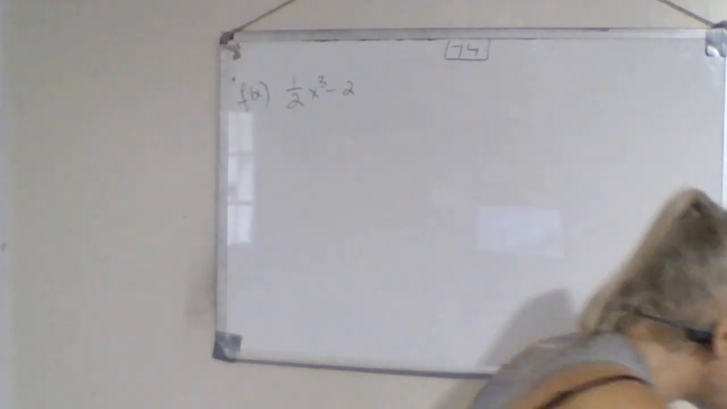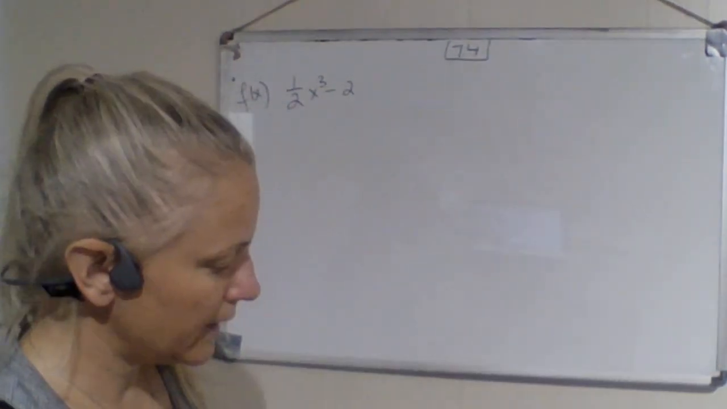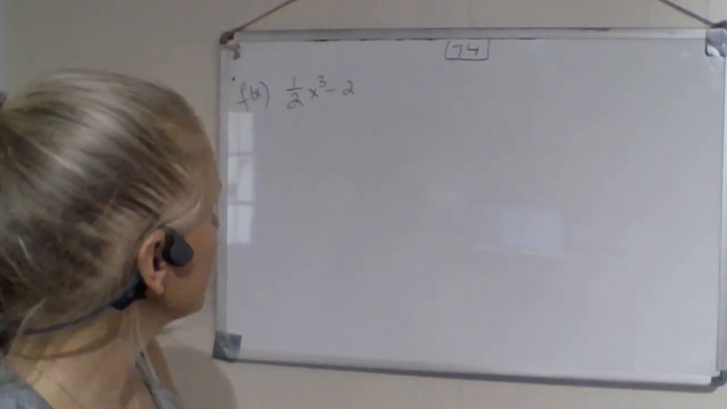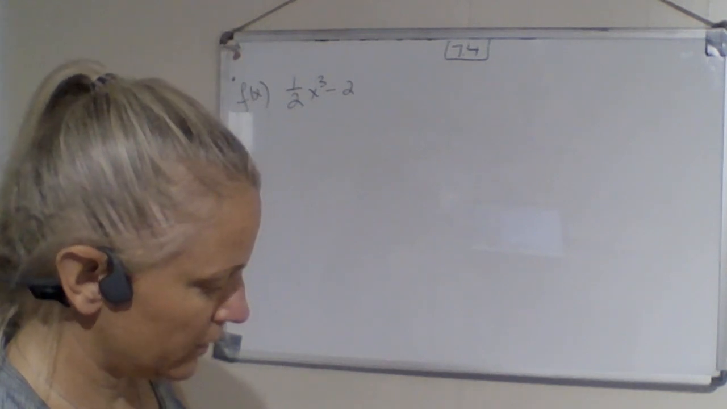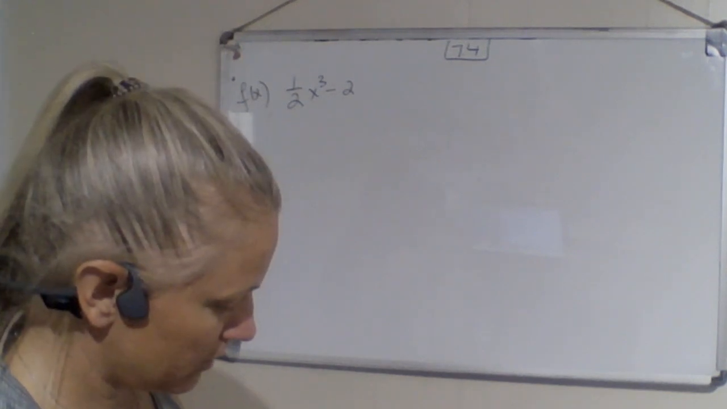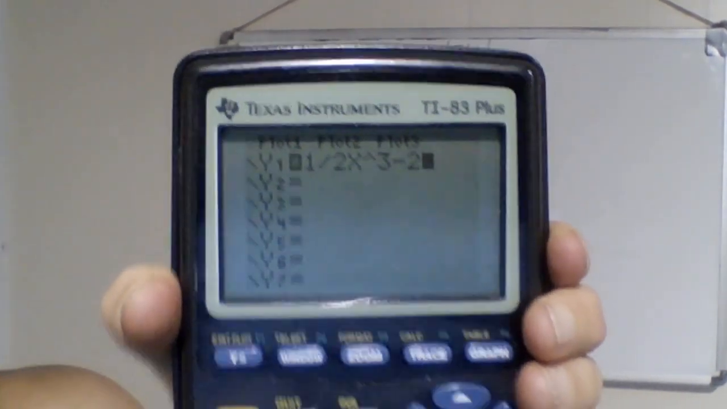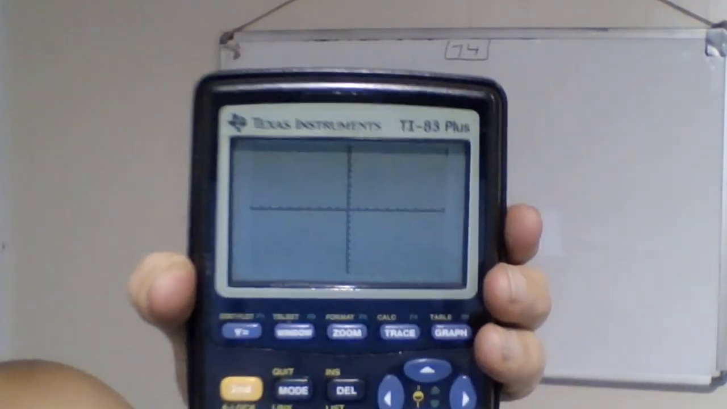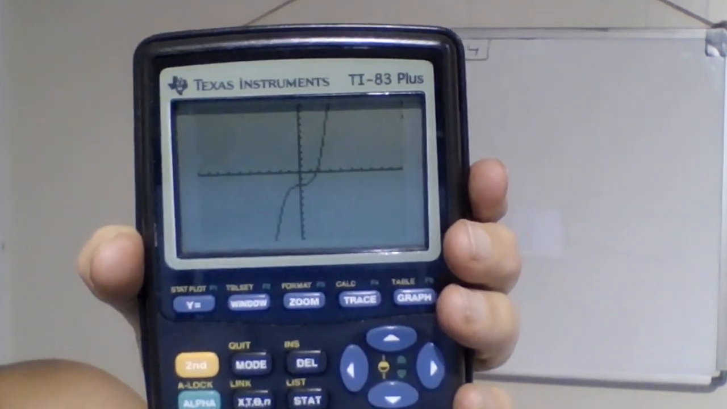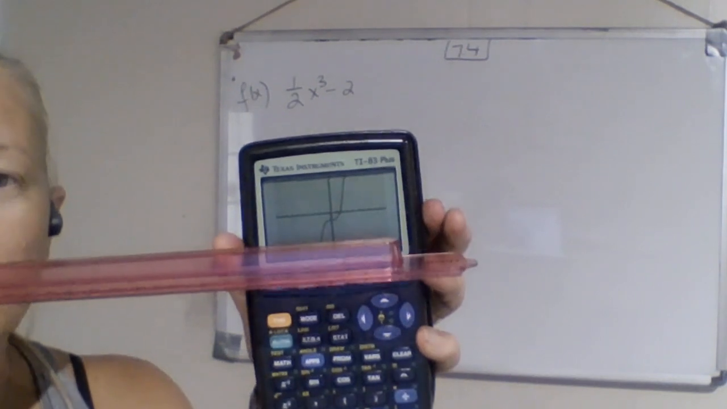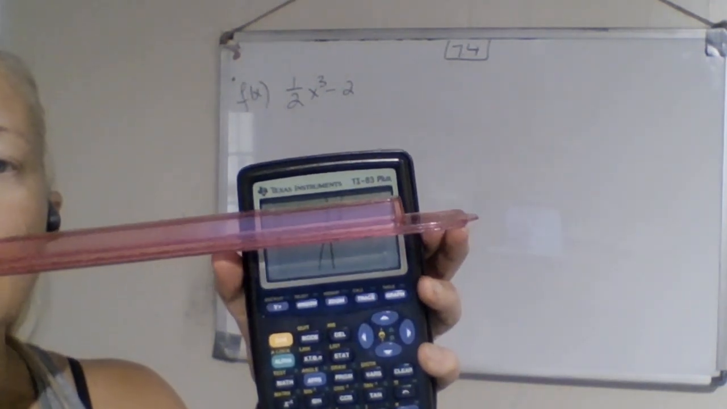So if I have to determine if it has an inverse, I'm going to go to y equals, clear it out, and enter 1 divided by 2 x to the third minus 2. Okay, I just put it on y equals, and I'm going to go zoom 6 and graph it. There's my function. As I move my horizontal line, I notice that it only touches one point at a time. It never touches my graph more than once at a time.